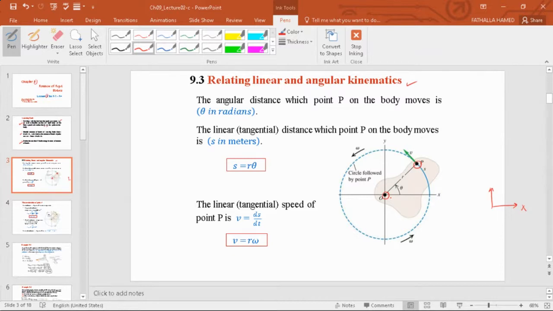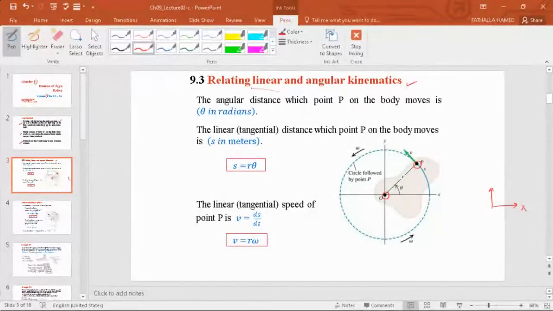However, point P here will also revolve around O. So there is a revolution as well of point P here. And you can regard this point P as performing circular motion as well. And this is where we're going to find relations between linear and rotational or angular parameters.